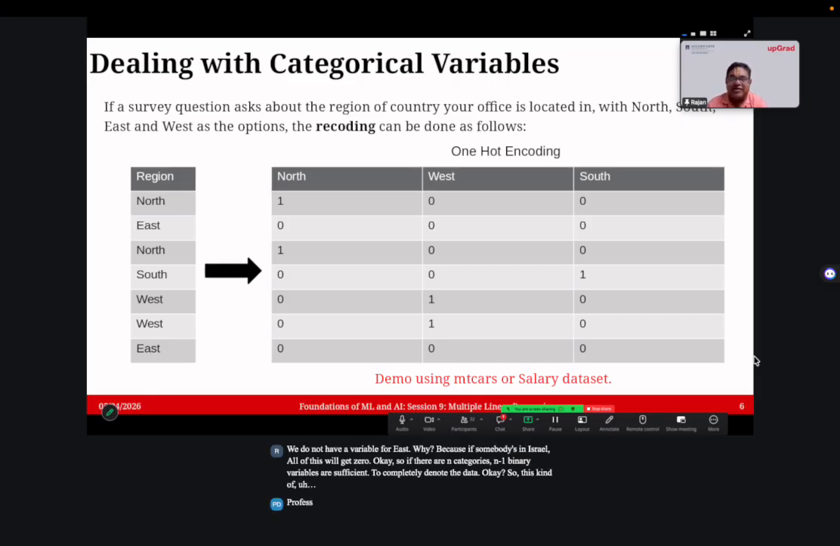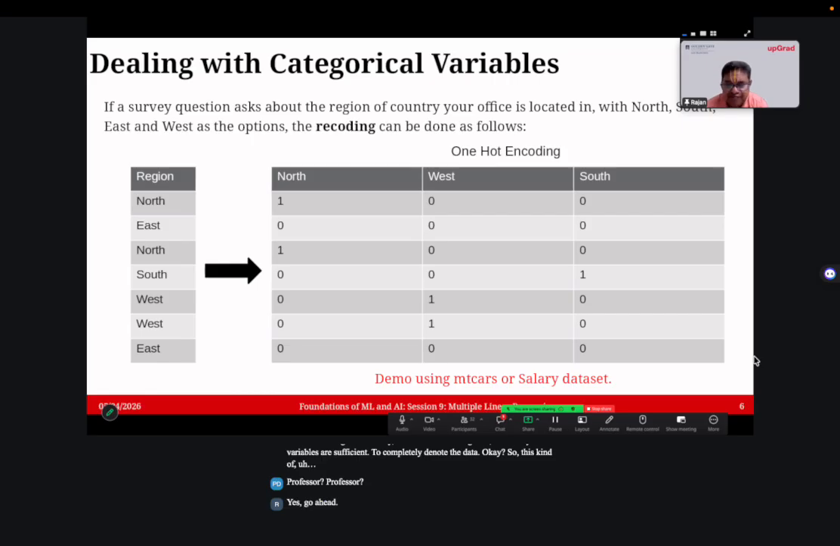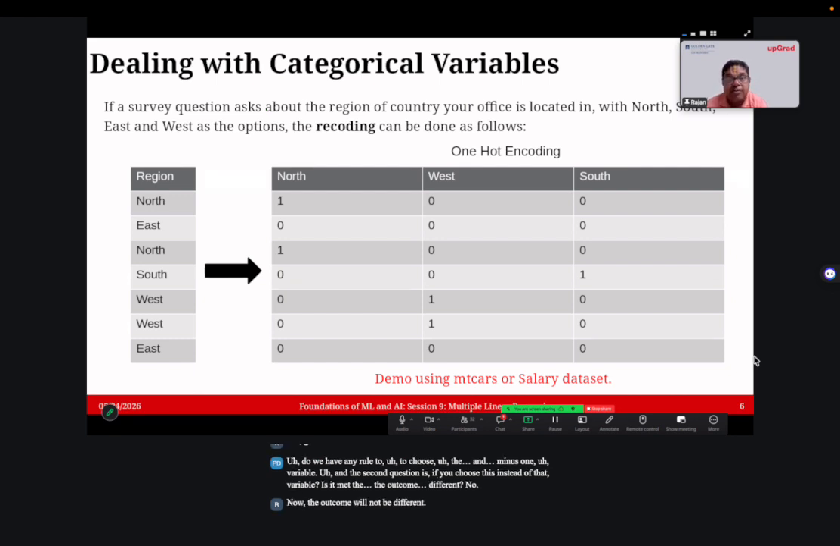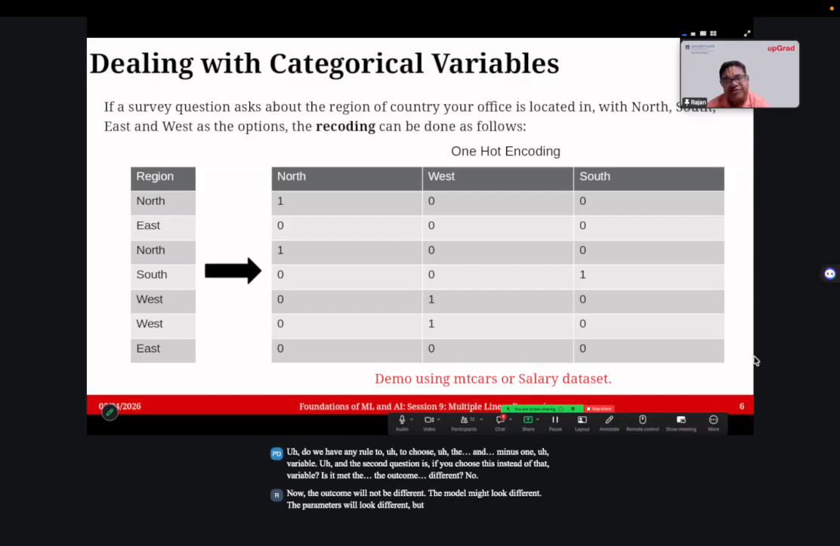Professor, do we have any rule to choose the n minus 1 variables? And the second question is, if you choose this instead of that variable, does it make the outcome different? No, the outcome will not be different. The model might look different. The parameters will look different, but the predictions will always remain the same.